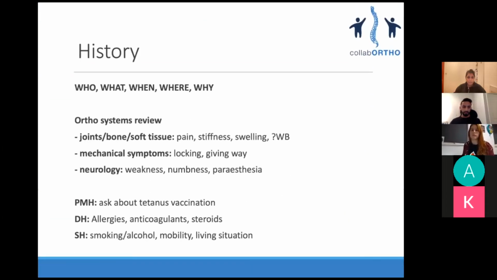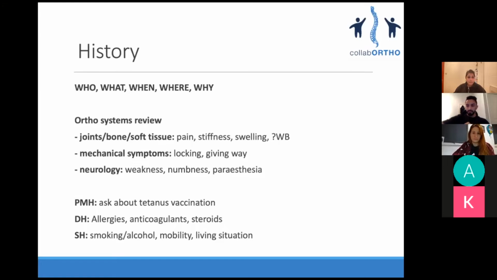With any suspected or confirmed fracture, you start with a basic history and examination. I'll go through this very briefly because we'll have a session on this later. With a history, you ask the patient who, what, when, where and why: who they are, basic demographics, age, what happened, when the injury occurred, what part of the body is injured, and the situation leading to that. You then go into your systems review. In particular for orthopedics, you ask about pain, stiffness and swelling, and whether they can weight-bear through or use that limb.